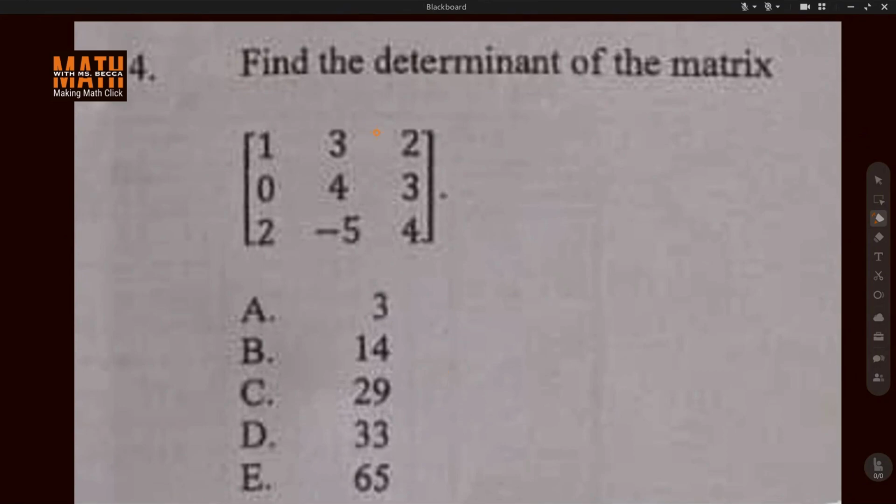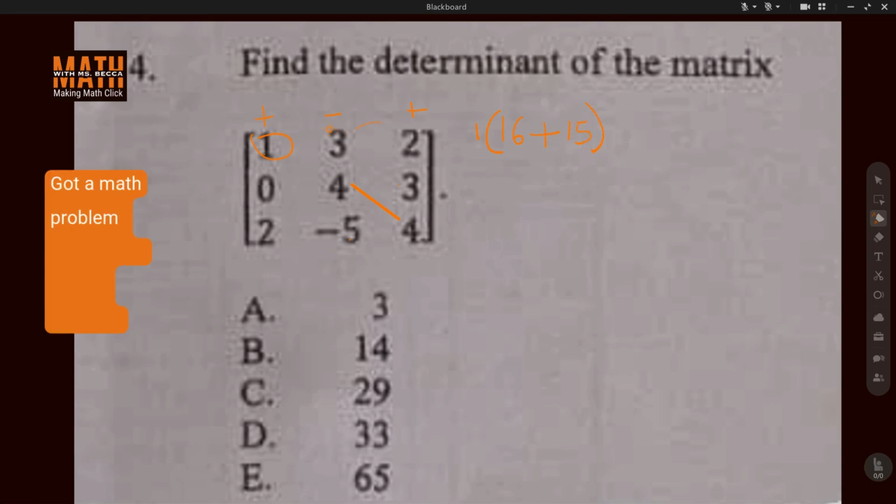To find the determinant of this matrix, here we have positive, negative, and positive, such that when we are working on this, we are having positive. So now let's first pick 1. When we are picking 1, we will have 1 into bracket 4 times 4 is 16, then minus negative 5 times 3, that will be negative 15. So this will be 16 plus 15.